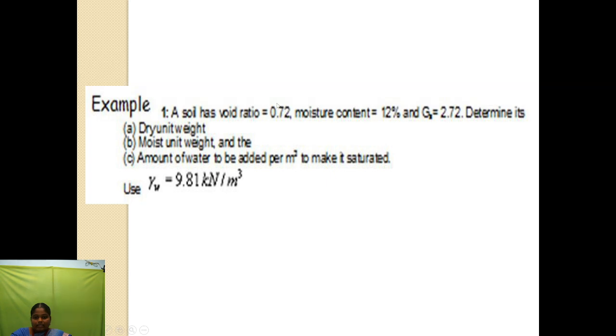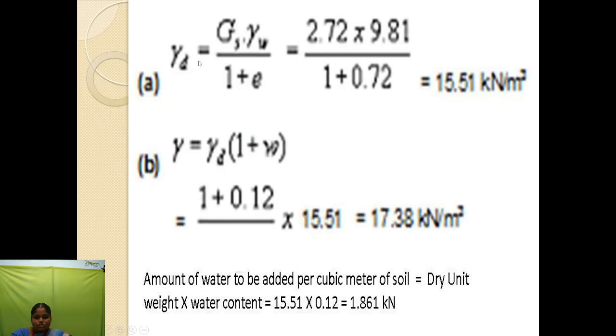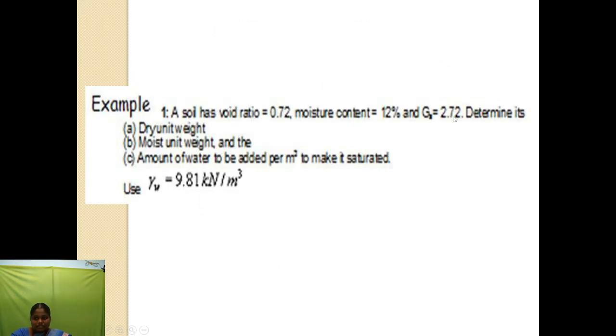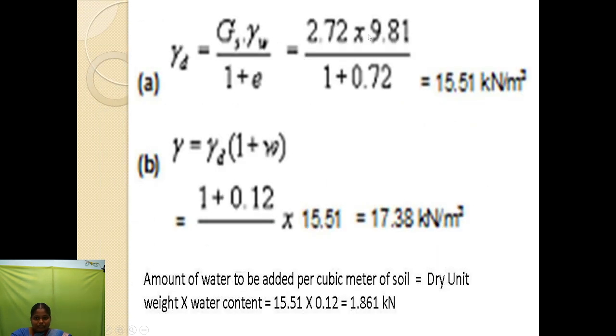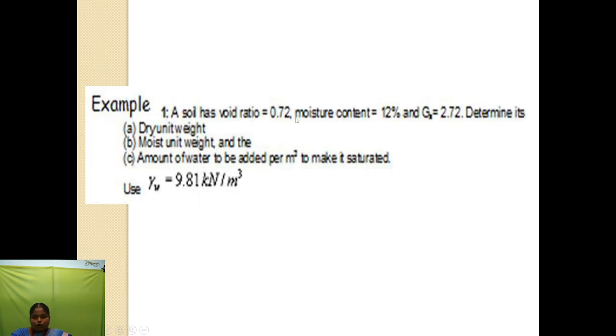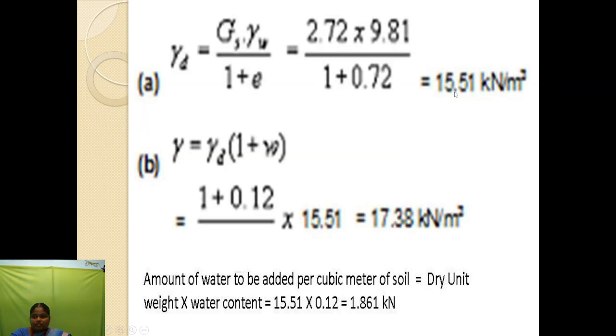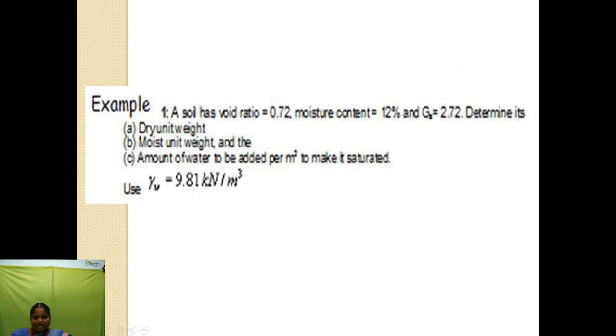First, to find out the dry unit weight. The formula for dry unit weight is specific gravity into unit weight of water divided by 1 plus e. We already know the specific gravity in the problem is 2.72, into unit weight of water, the standard value 9.81, divided by 1 plus e, the void ratio value 0.72. So the value can be calculated as 15.51 kilonewton per meter cube.